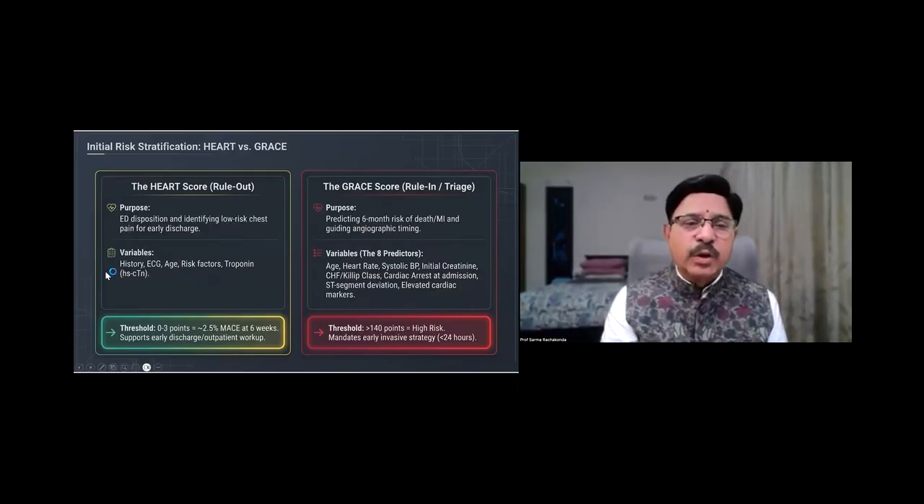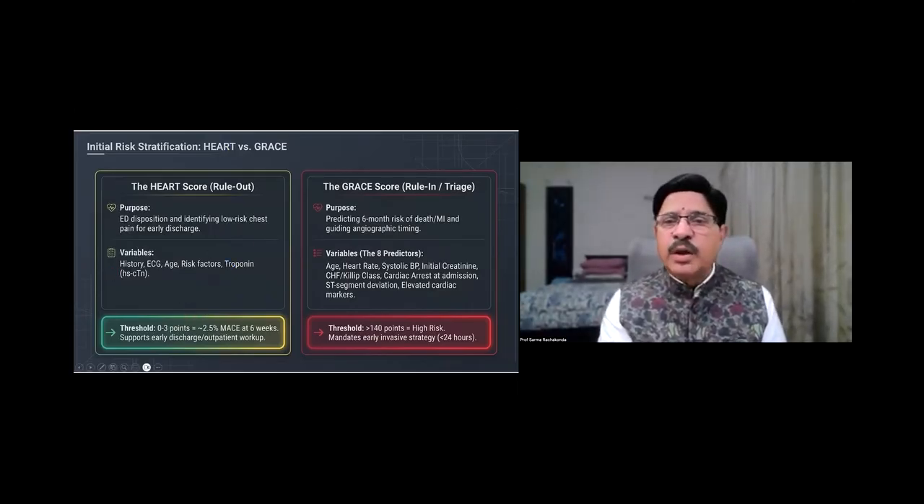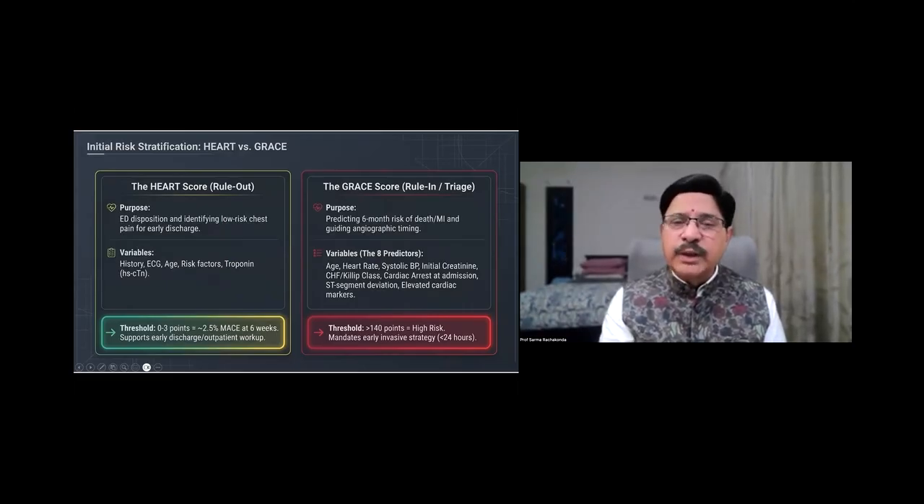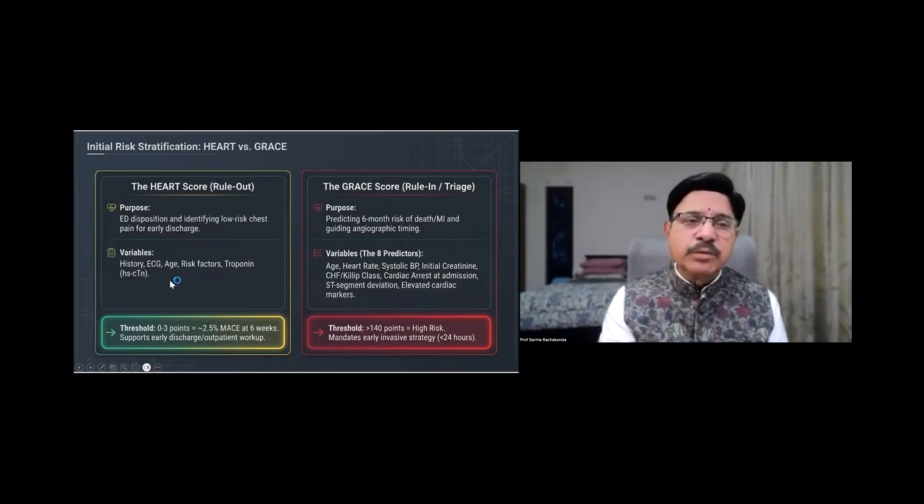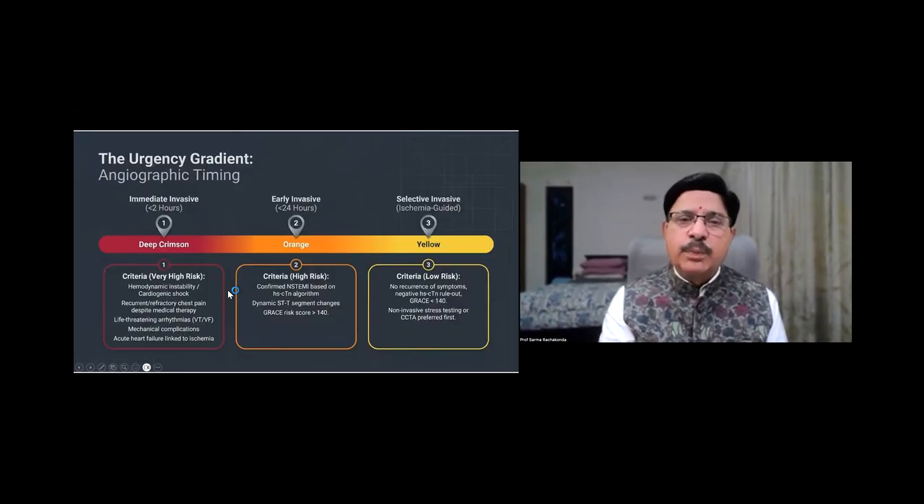HEART score, we know already, 0 to 3 rule out. GRACE score, rule in, 140 or more. I have to go for this one. What are the variables here? Age, heart rate, SBP, initial creatinine, CHF Killip class, cardiac arrest on admission, ST segment deviation, elevated cardiac markers. What are the variables here? H history, E ECG, A age, R risk factors, T troponin, particularly HS troponin.